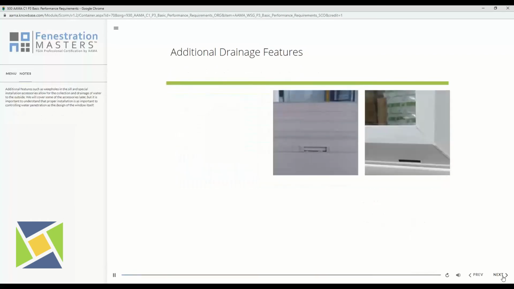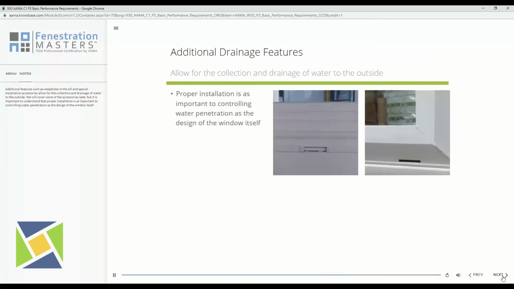Additional features such as weep holes in the sill and special installation accessories allow for the collection and drainage of water to the outside. We will cover some of the accessories later, but it is important to understand that proper installation is as important to controlling water penetration as the design of the window itself.